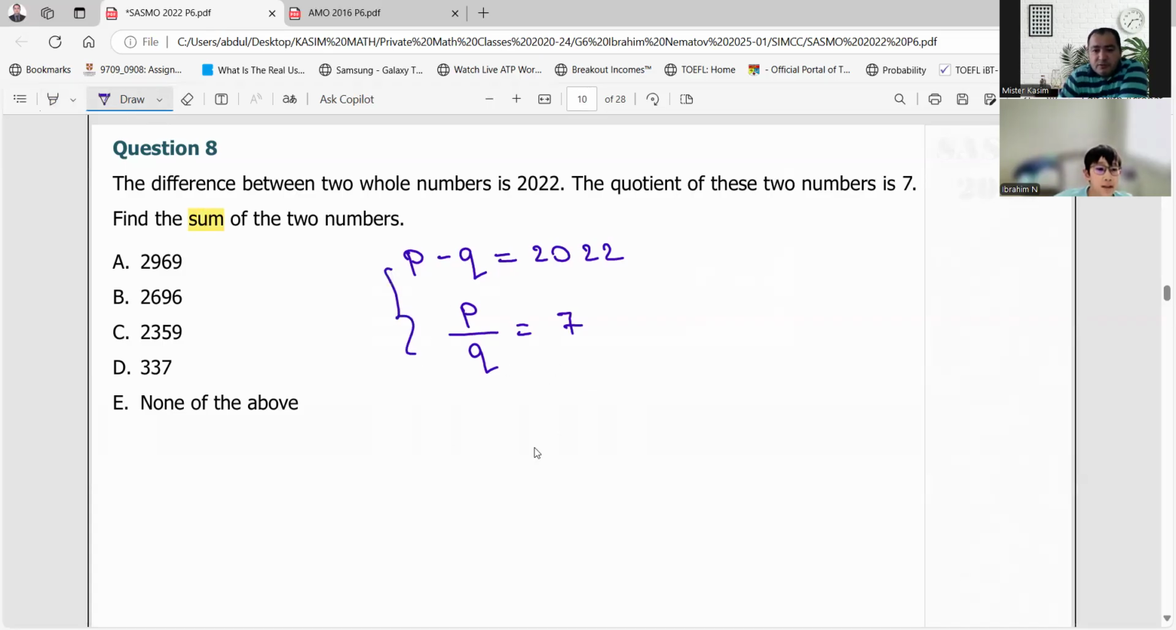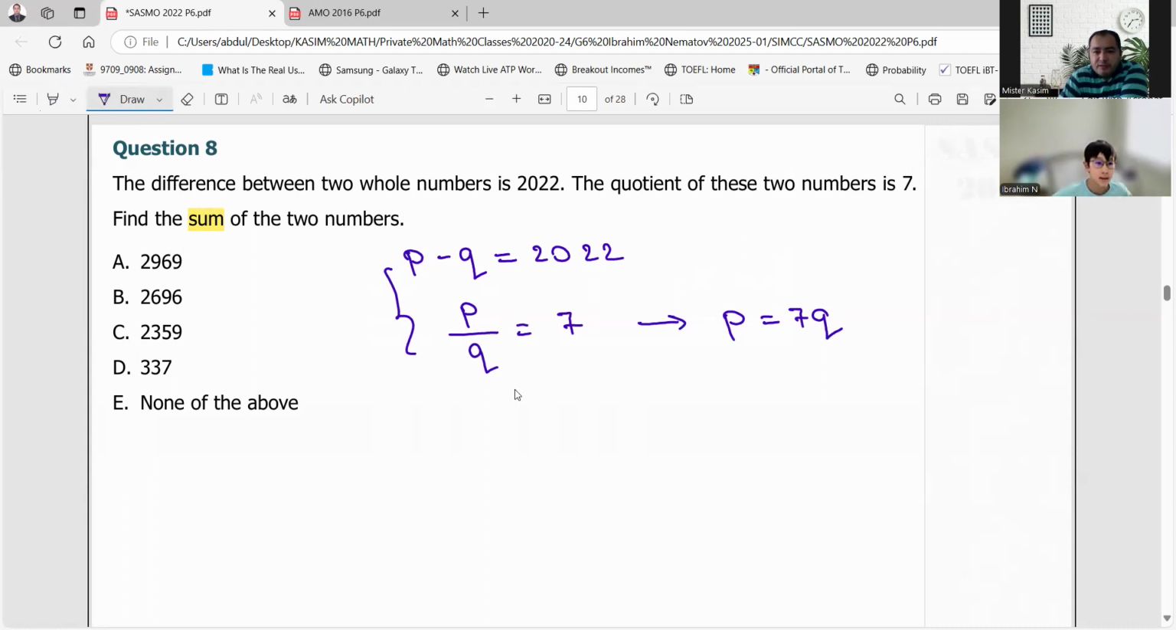Now, I think I know what I got wrong. I found the two numbers, but I did the bigger one and I forgot to add the smaller one to it. That's why I got 2,359. I see. So it's 2,696.